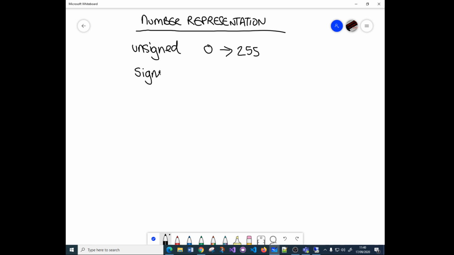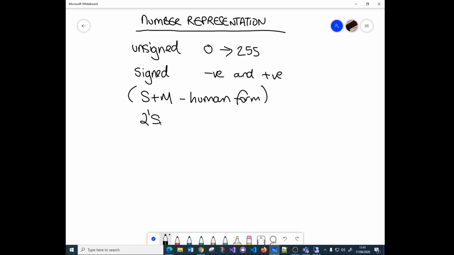So we have signed numbers. So these are negative and positive numbers. Unfortunately, loads of different formats. So in a signed format, we have got sign of magnitude, which is the human form. And we have got 2's comp, which is the computer's way of doing it, which looks a bit alien, but works with arithmetic.